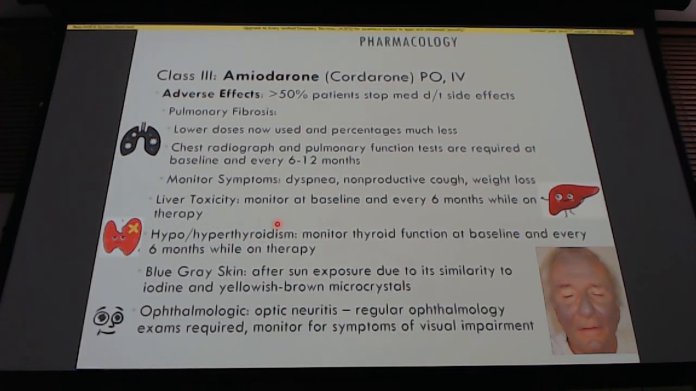Baseline, okay, we have to look at the thyroid, but baseline and then every 6 months. If they complain of something happening that falls along in any of these categories, we will test them again at that point. We won't make them wait until that 6-month mark. Okay.